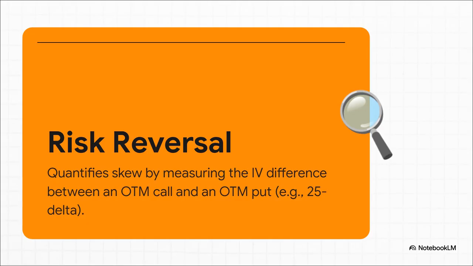So how do we actually put a number on this feeling? Well, traders use a metric called a risk reversal. It's actually a pretty simple calculation. You just take the implied volatility of an out-of-the-money put and subtract the IV of an out-of-the-money call at the same delta, say 25 delta. The more negative that number is, the steeper and more fearful the smirk. It's just a really quick and dirty way to quantify the market's anxiety.